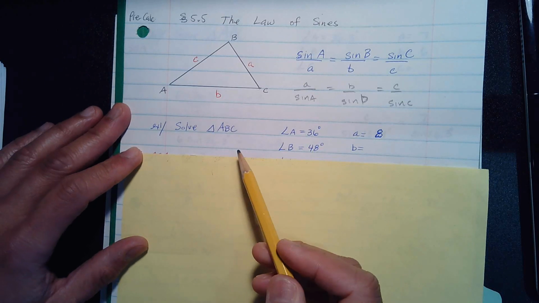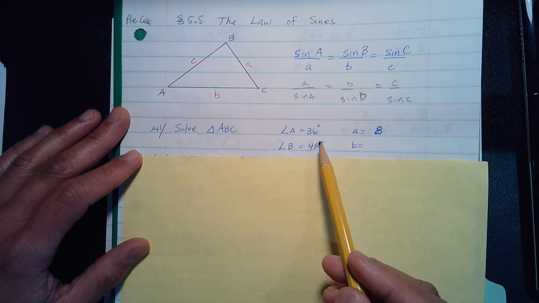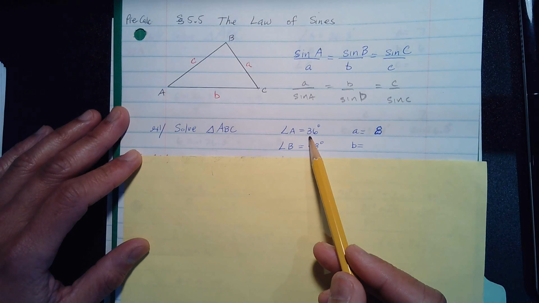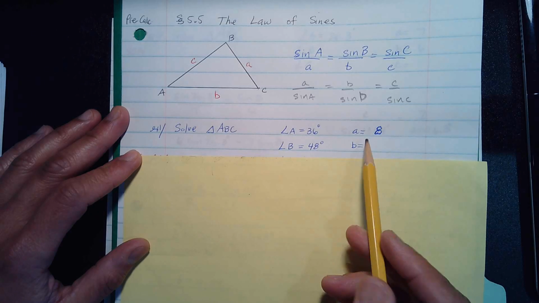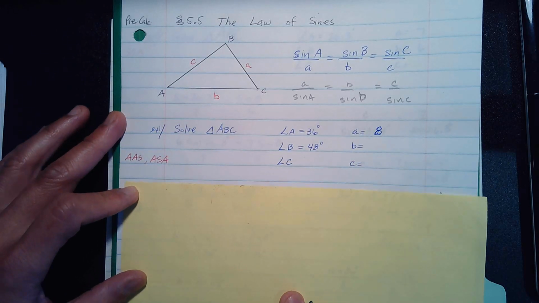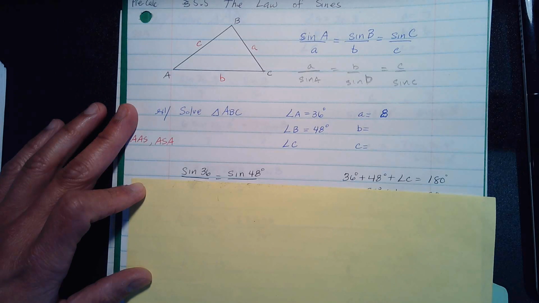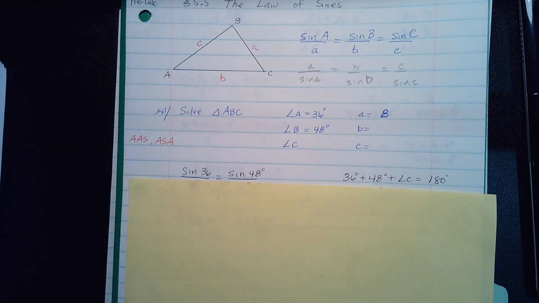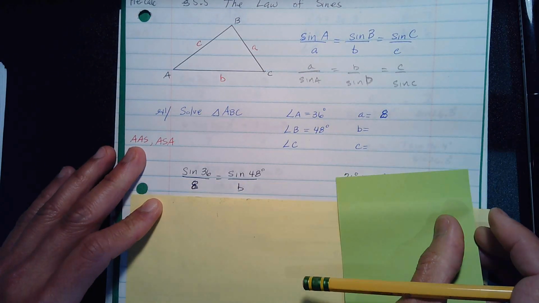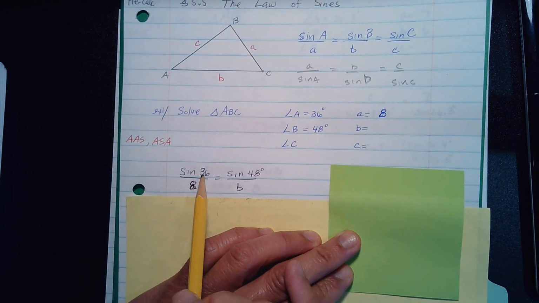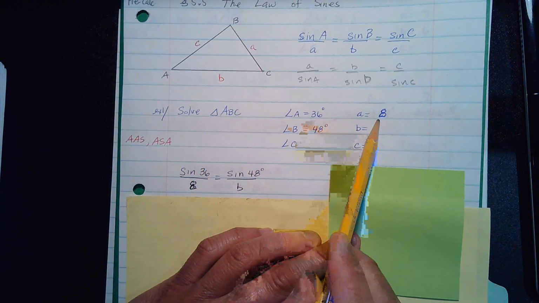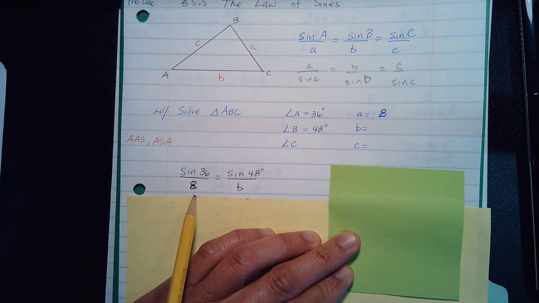All right, so solve triangle ABC, given angle A is 36, angle B is 48, and side A is 8. So the process is we're going to use the formula, the law of sines, and here it is. So we have sine A over A, sine 36 over 8.